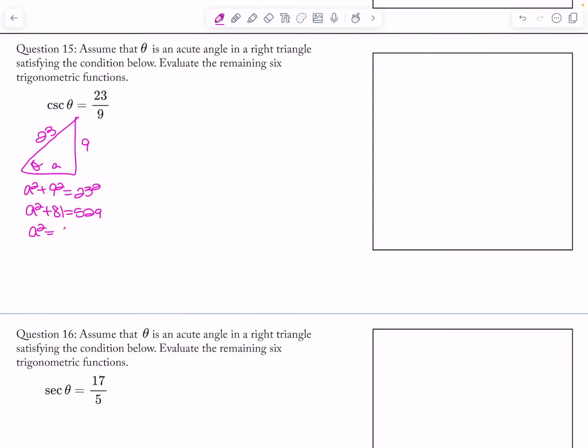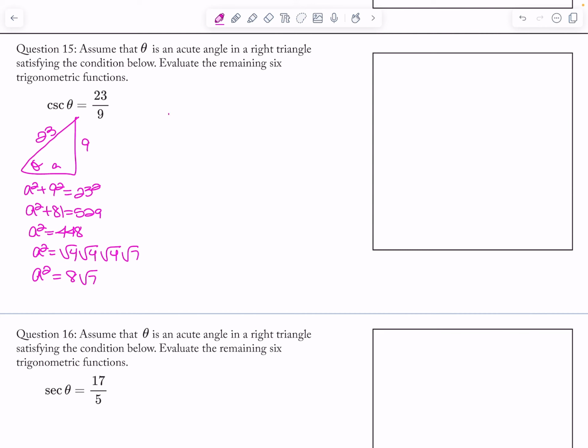So a squared is equal to 448. So I'm going to divide this by 4. So a squared is root 4. I can divide it again, so that I get root 4 again, and I get one more root 4 and then a root 7. So a is equal to 8 root 7.